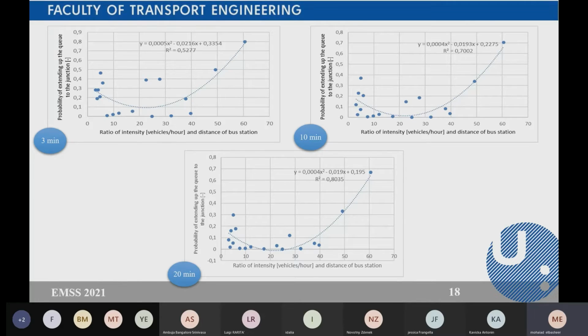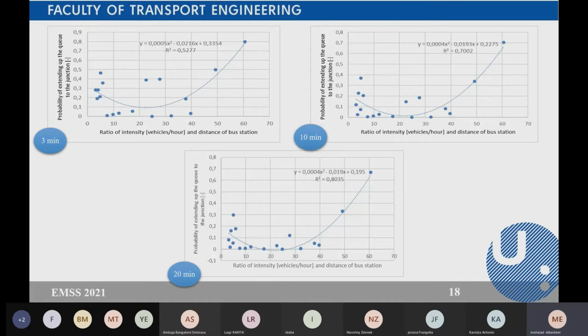An example is the difference between locations, such as a quiet part of the city. For example, bus headway time is 10 minutes, intensity is 200 vehicles per hour, and the distance of the stop is 10 meters from the junction. There is a probability of the queue of vehicles crossing into the junction of almost 0.